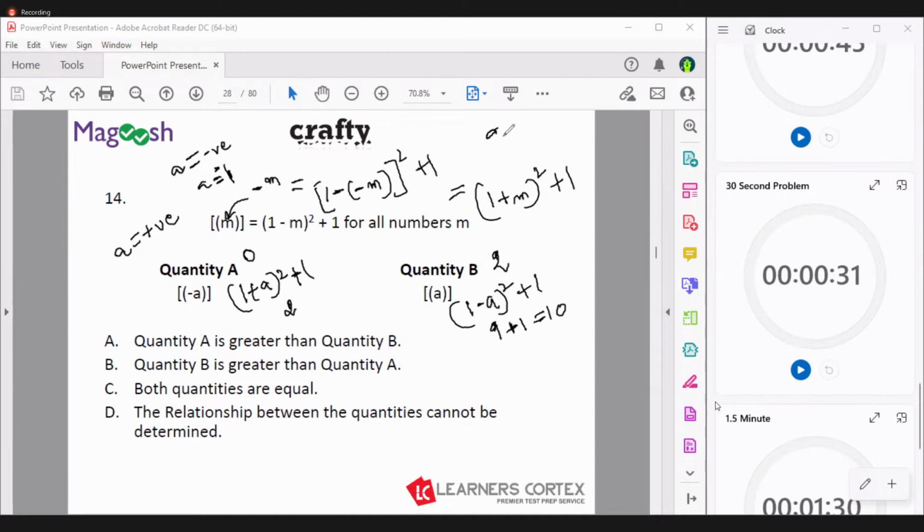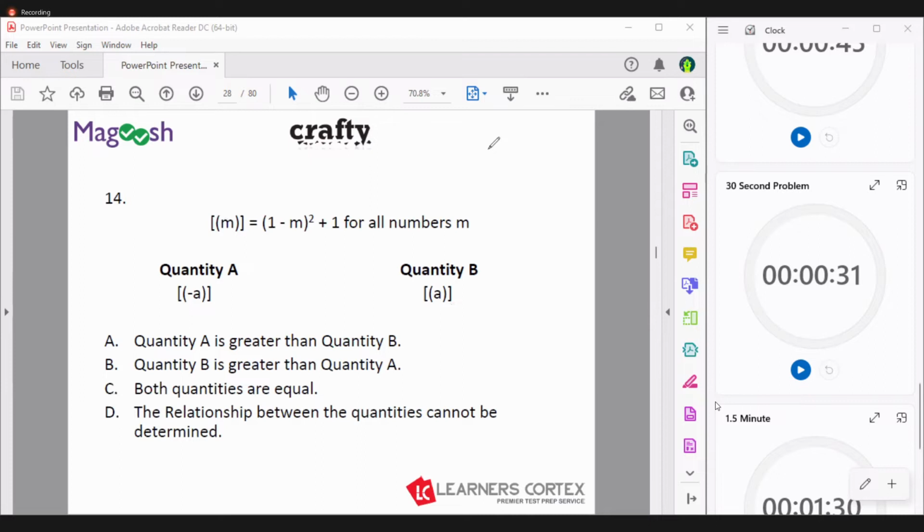So there are two possibilities: quantity a is greater than b, and the other is quantity a is smaller than b. There might also be a possibility where quantity a and quantity b are equal to each other. Since all three possibilities can happen, we cannot determine a relation between the two quantities. Does that make sense? Yes, sir. Okay, great.